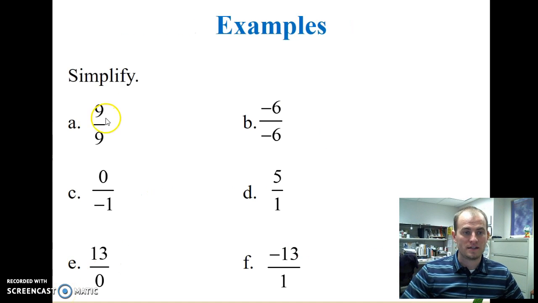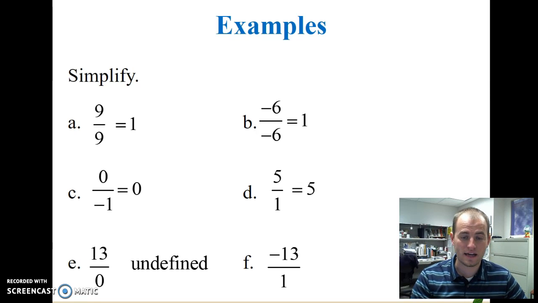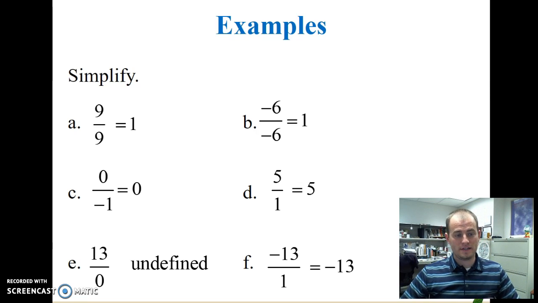Some examples of this: 9/9 is the same thing as 1. -6 over -6 is 1. 0 divided by -1 is 0. 5/1 is the same thing as 5. 13/0 is undefined, and -13/1 is -13.